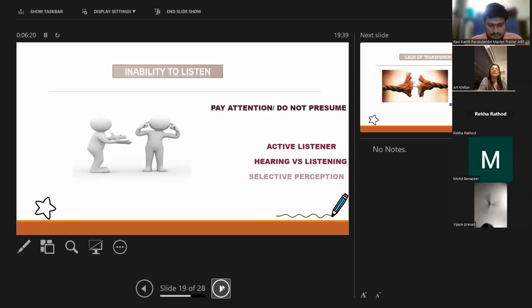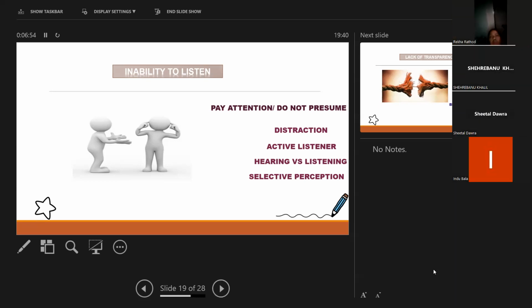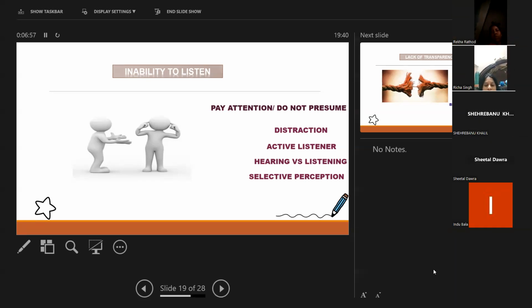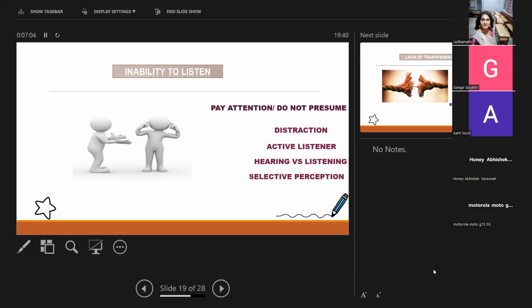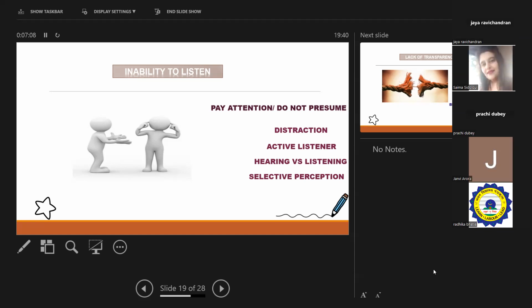Yes. Next comes C, inability to listen. I'm sure we all know sometimes we don't want to pay attention or do not want to listen to someone. Somebody I don't like, if they're speaking something, I would like to pick up a selective perception. I don't want to listen. Sometimes we are distracted. We have to be an active listener to understand what is going on. And that is what we can say hearing versus listening. Hearing is when you simply hear, you're not paying attention, you're not focused. And listening is when you are actually trying to retain, you're trying to comprehend what is being said. So be a good listener. That is very, very important.